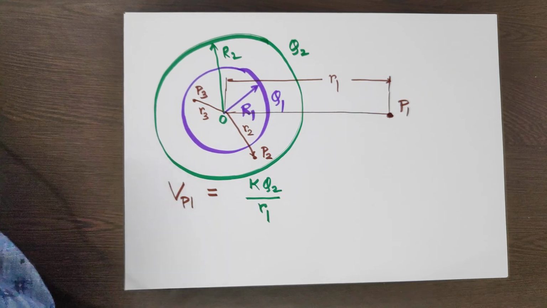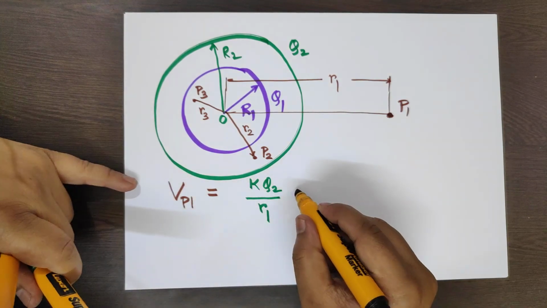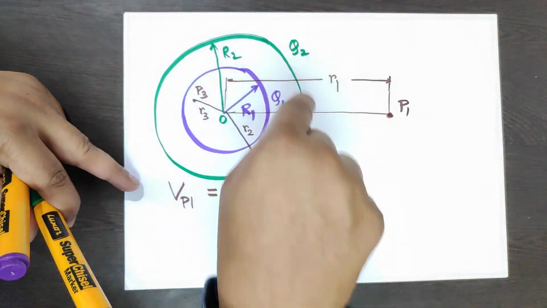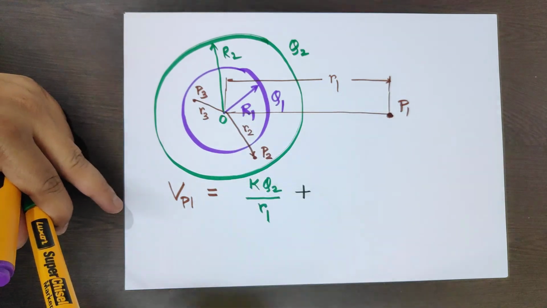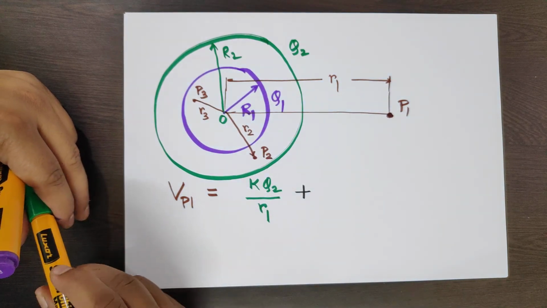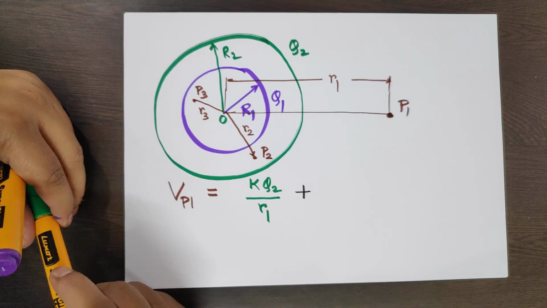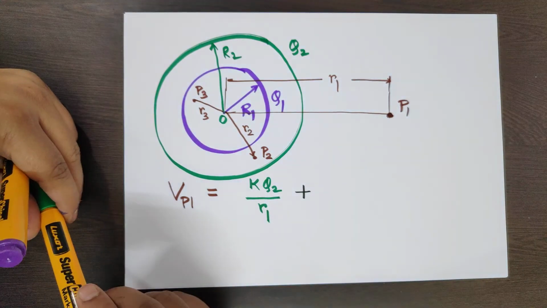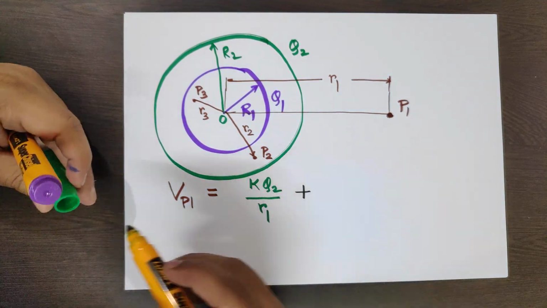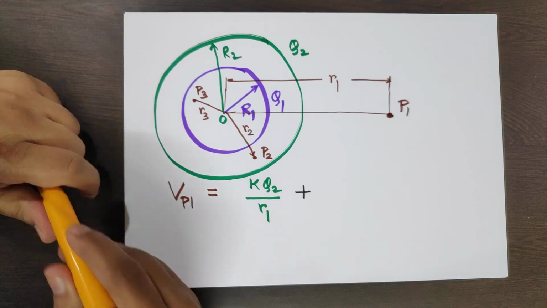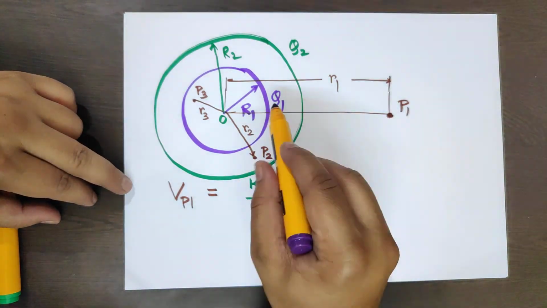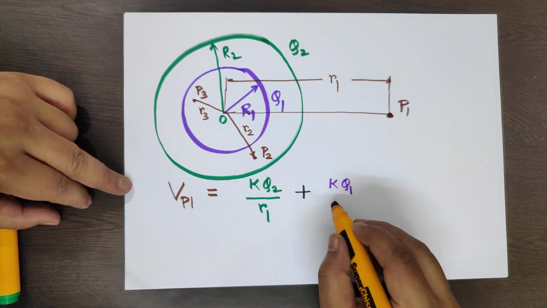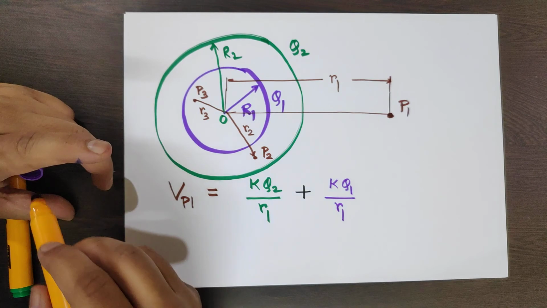plus. Okay. Why kq2 by r1? Because see, due to the green shell, this point P1 is outside the shell, right. So for outside, this whole charge q2 will act like a point charge at its center. Now due to the violet shell, for the violet shell also this point P1 is outside, so kq1 by r1, right.